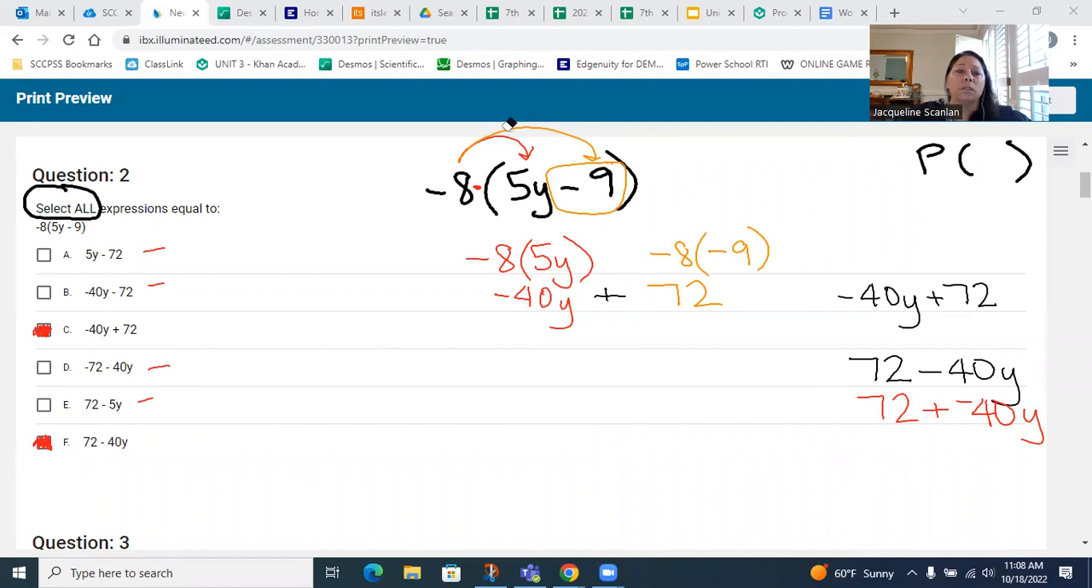All right, it's really important that you guys practice how to rewrite expressions in different orders so that you can identify which ones are equivalent. All three of these expressions are the exact same thing. I know they don't look it, but they are. Okay, let's go on to number 3.